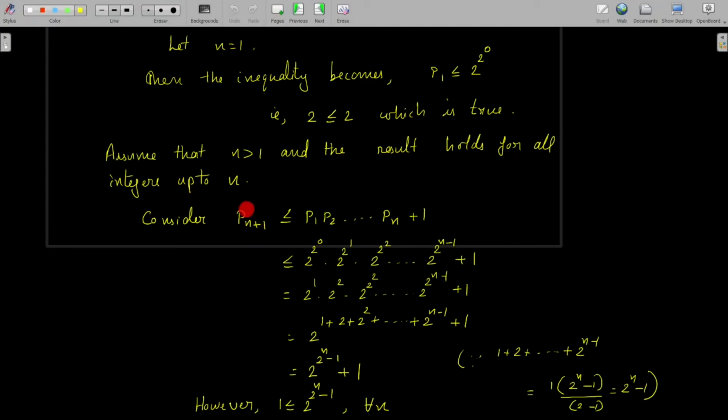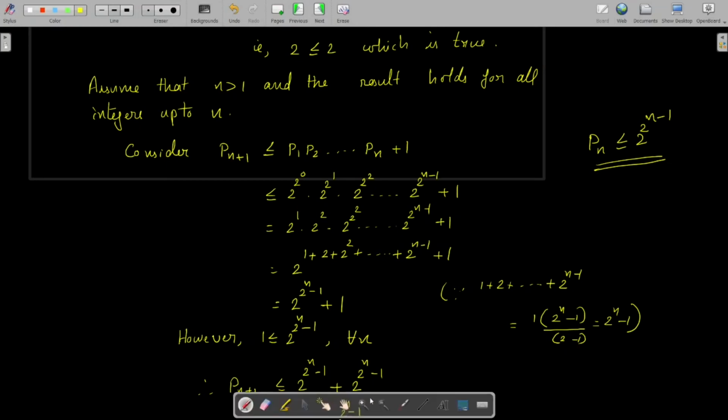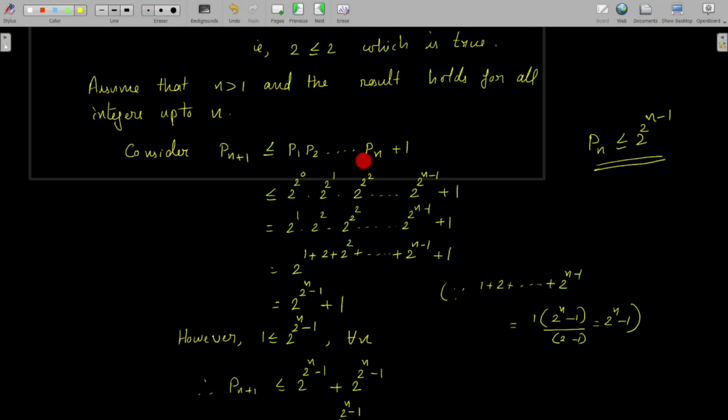And we will consider the (n+1)th prime, P_{n+1}. In the previous note, we have already studied that P_{n+1} is less than or equal to P1 P2 ... Pn + 1. By induction hypothesis, we assumed that each of the primes P1, P2, ..., Pn satisfies the inequality given. And what was the inequality? Pn is less than or equal to 2 raised to n minus 1. That is, each of the primes P1, P2, ..., Pn satisfies this inequality. So we will apply the result here.